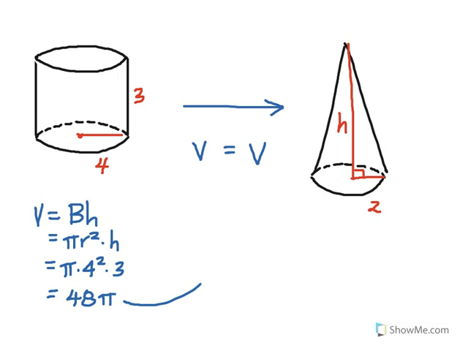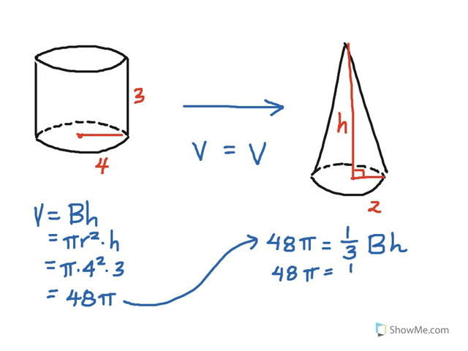Now, when that gets recast, that volume of 48 pi cubic units is going to result in a cone that has a volume of 1/3 its base area times its height. So that 48 pi will equal 1/3 of pi r squared, so in this case pi times 2 squared times the unknown height. So height is the variable I'm going to solve for.